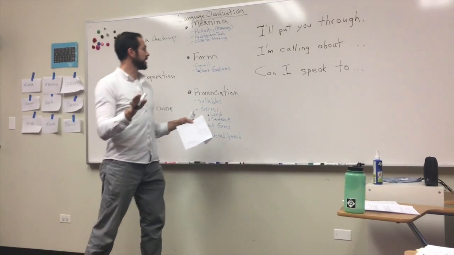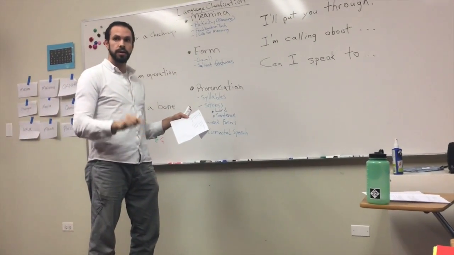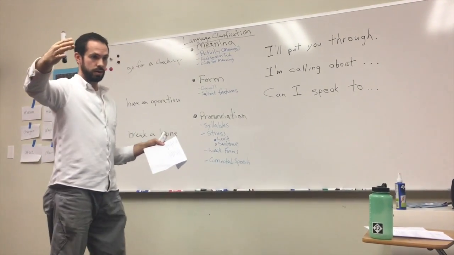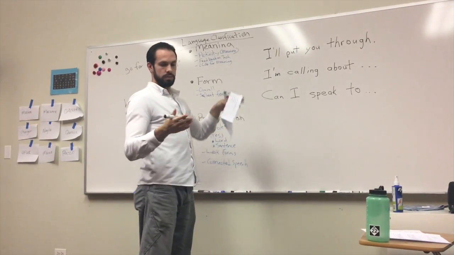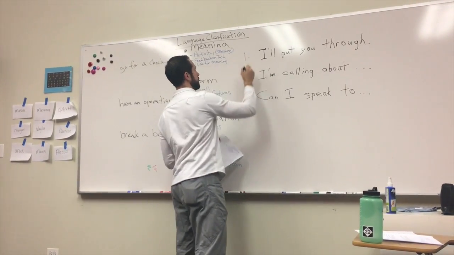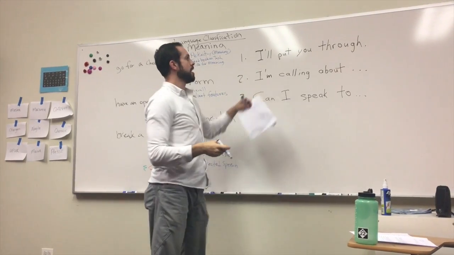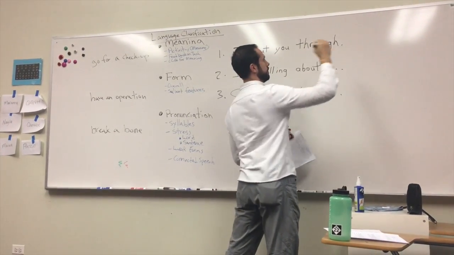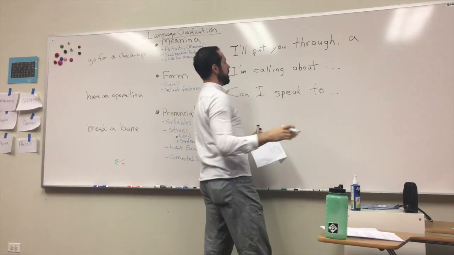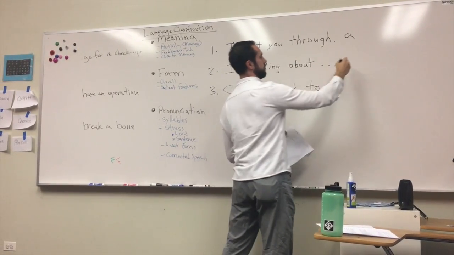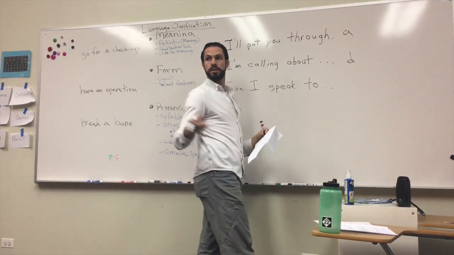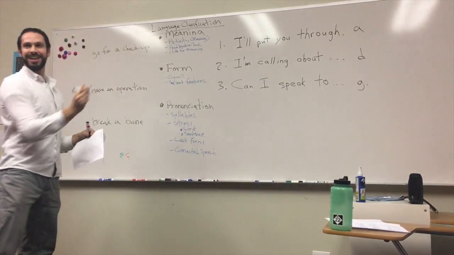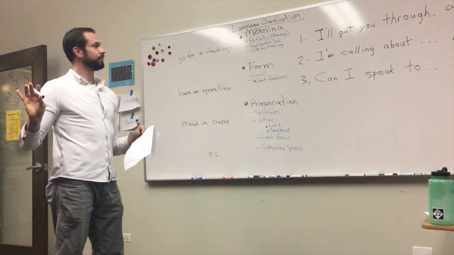When we come back to whole class feedback, first you want to give feedback on the activity, okay? So for example, if it's match the number with the letter, let's say this is number 1, I'll put you through. Which letter does that correspond with? A, right? How about this one? I'm calling about is which letter? D. And can I speak to is G. All right, so first you go through and give feedback on the task.